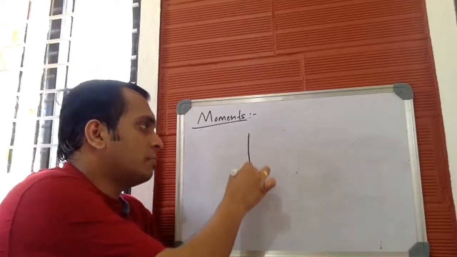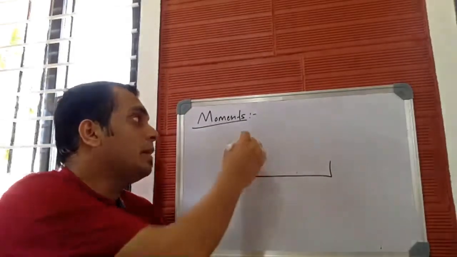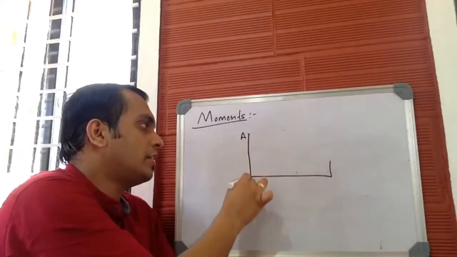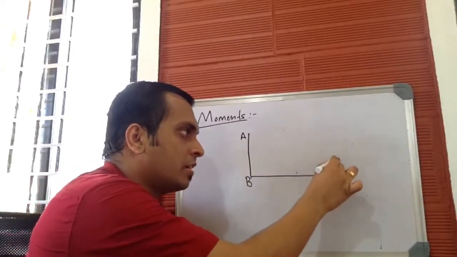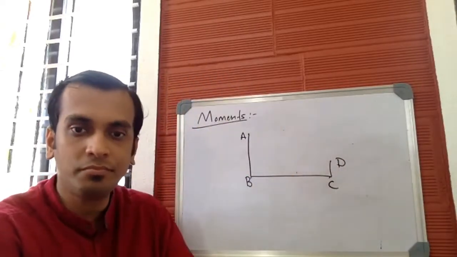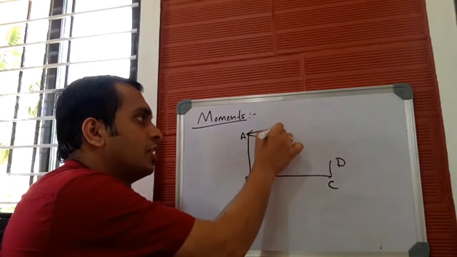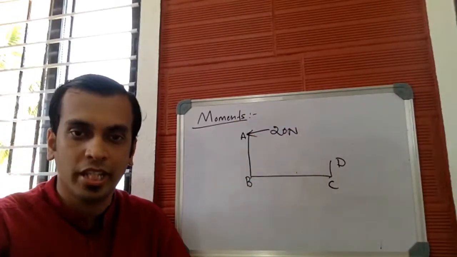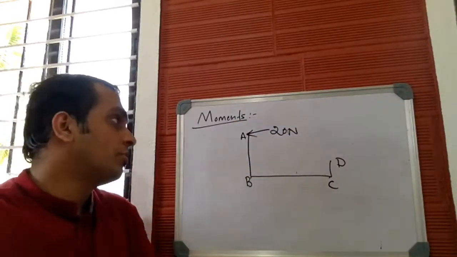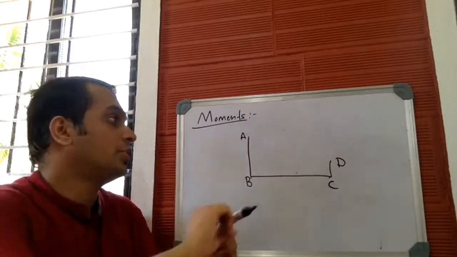Let me consider a body in this way. Let me mark this point as A, this point as B, this point as C, and this point as D. Now, I have an external force of, say, 20 Newton magnitude which acts at A. This is a horizontal force of 20 Newton magnitude.